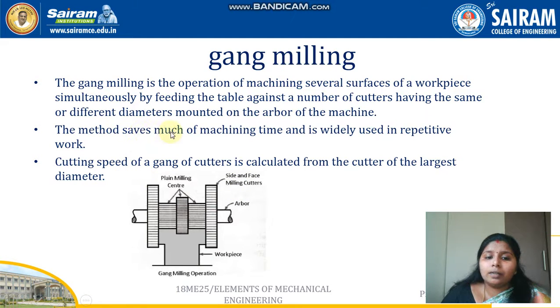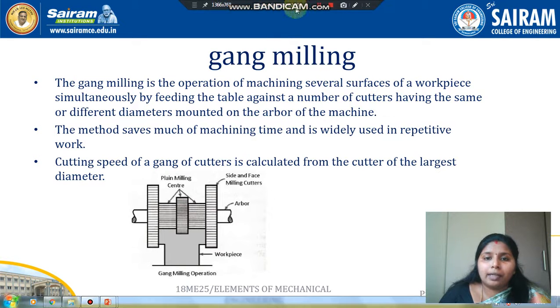The method saves much machining time and is widely used in repetitive work. So when we need to do the same work many times on different components or workpieces, this type of gang milling is opted for instead of going with plain or slab milling. The cutting speed of a gang cutter is calculated from the cutter of the largest diameter. So this is about the gang milling operation.